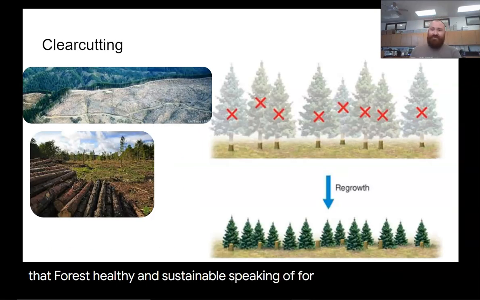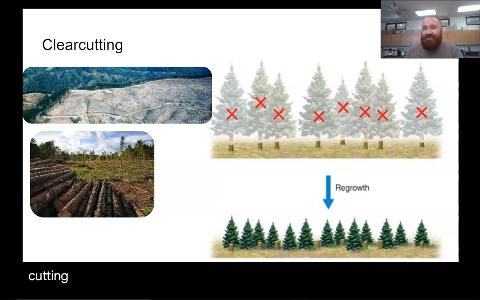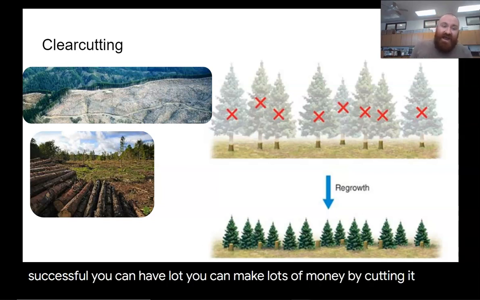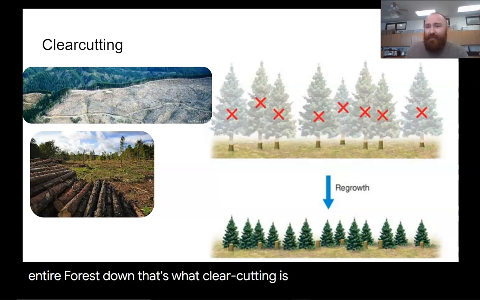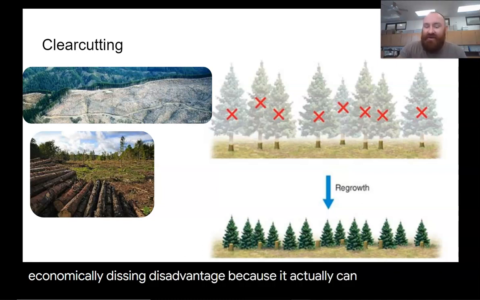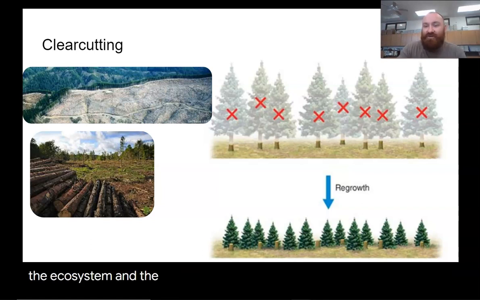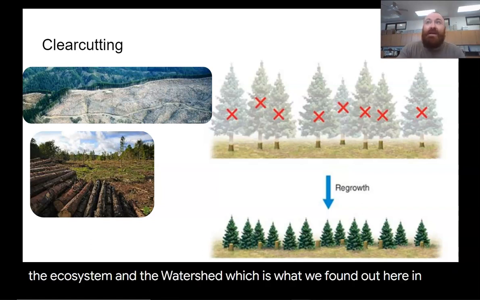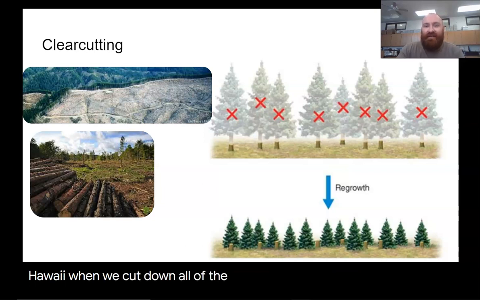Speaking of forestry practices, clear cutting. Clear cutting is this practice that is very economically successful. You can make lots of money by cutting an entire forest down. That's what clear cutting is. But in the end it is actually economically disadvantaged, because it can start to destroy the ecosystem and the watershed, which is what we found out here in Hawaii when we cut down all of the sandalwood and the koa and then had a major watershed issue.